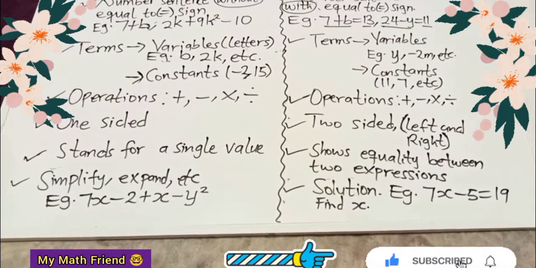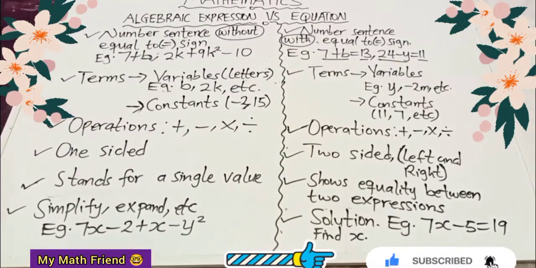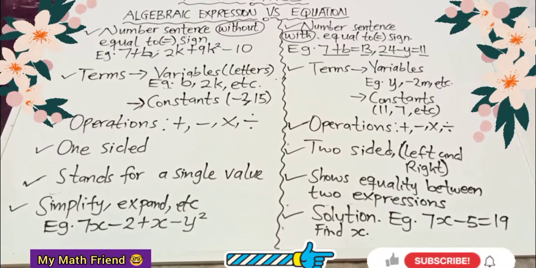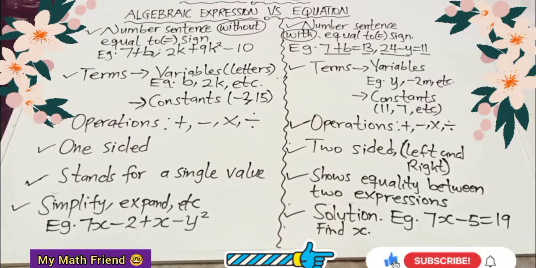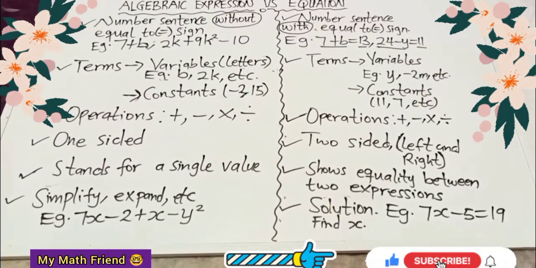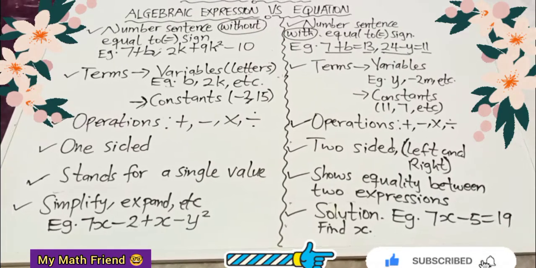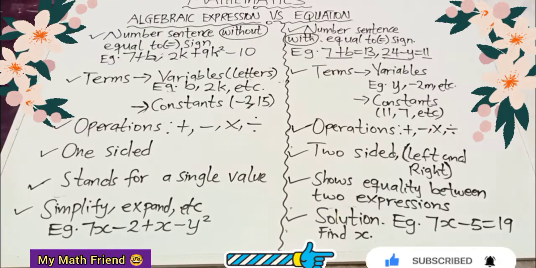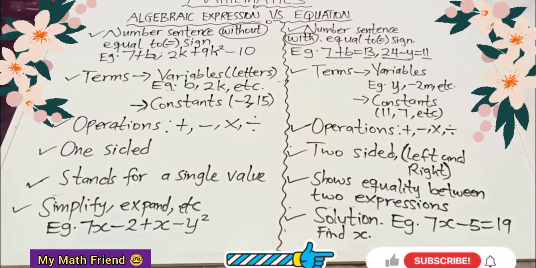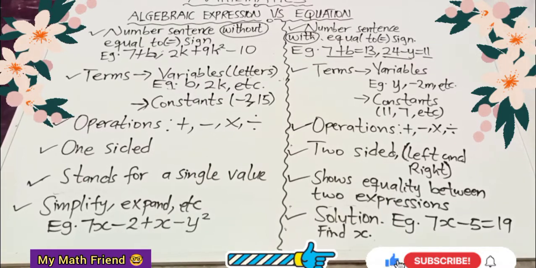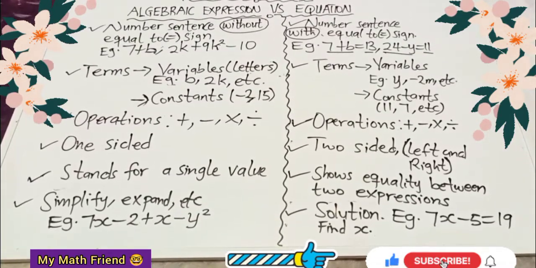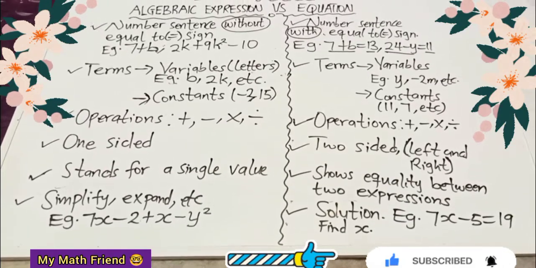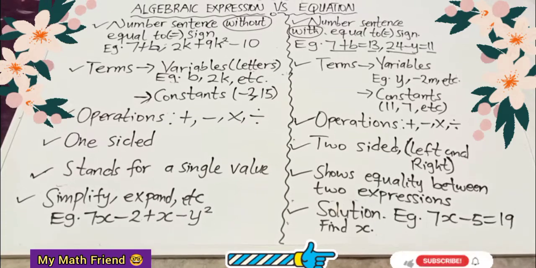On the other side, with equations, when you are given an equation, normally you are asked to find the solution. So that is the difference. For example, 7x minus 5 equals 19. In this very equation, you see that there is an unknown as a variable, a letter, which is x, and you'll be asked to find x.